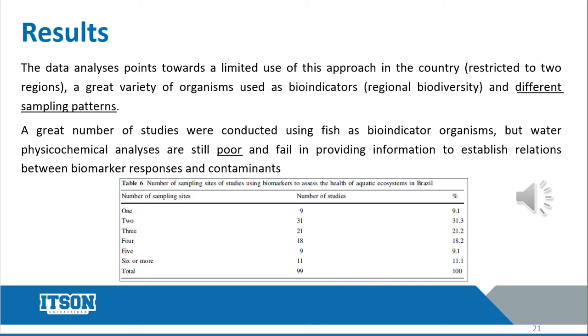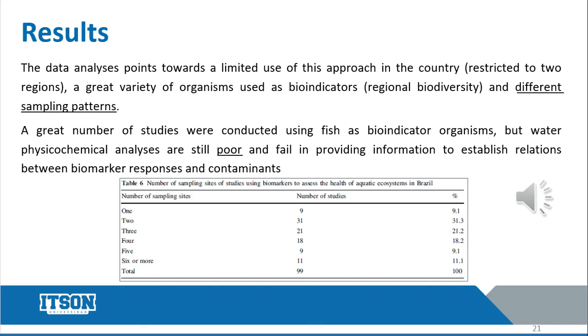The data analysis points towards a limited use of this approach in the country because it is restricted to these two regions that were mentioned before. There is a great variety of organisms used as bioindicators and different sampling patterns. These different sampling patterns can be described as a poor practice inside the investigation area. In order to have more homogeneous data management, it's preferred to have a more static way of taking samples. This way, the data will be more consistent.